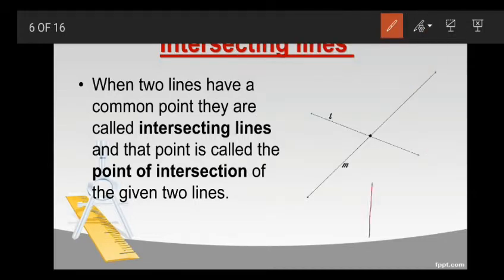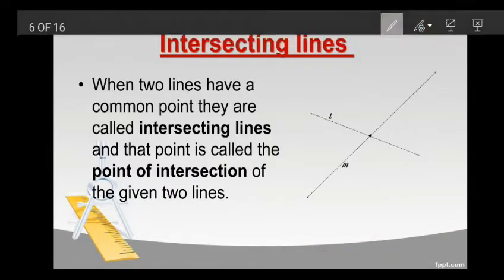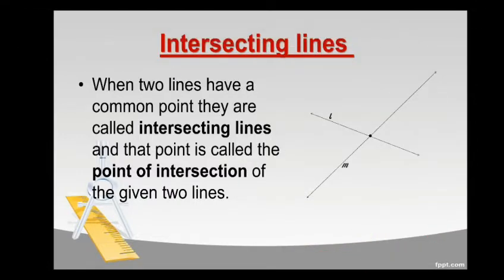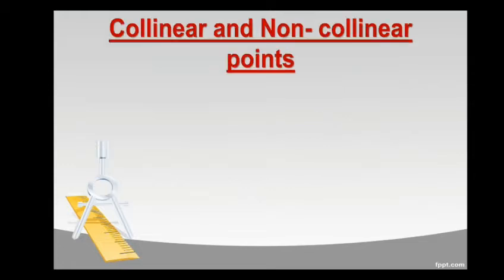Suppose you have two lines M and N like this. Are these lines intersecting lines? Yes, because when you extend line M, they meet at a common point, right? So these two lines are also intersecting lines. When two lines have a common point, they are called intersecting lines, and the point where they meet, the common point, is called the point of intersection of the given two lines. Okay, this is about intersecting lines.